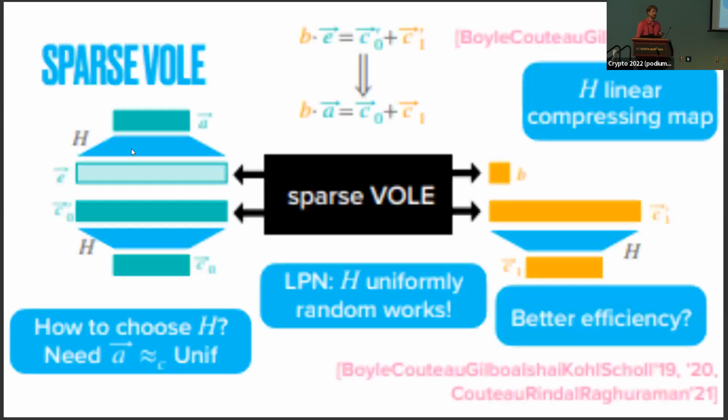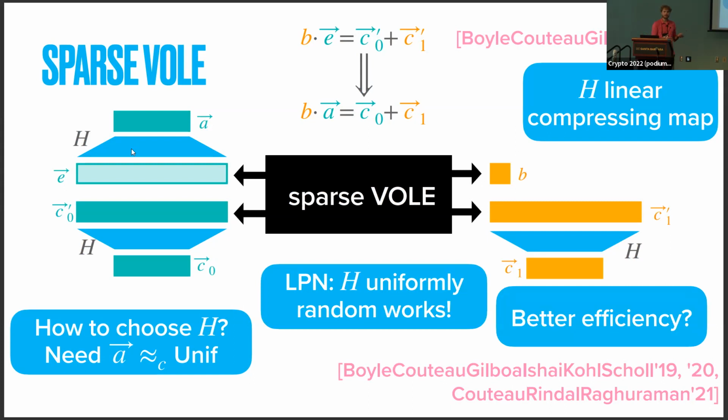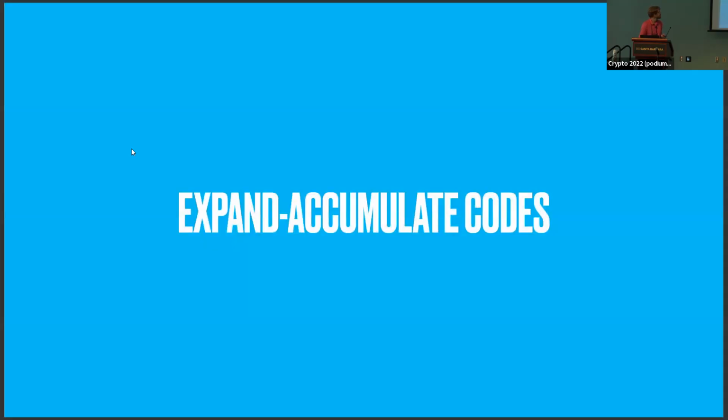But we can be a bit greedy here. If you recall from the first talk, we talked about Alekhnovich's construction and how a uniformly random matrix is a bit too much to store. Could we hope to get better efficiency properties if we choose the matrix H more carefully? Indeed, a certain line of work has been working on exactly this question. Great, so this brings us to our choice of the matrix H, which leads us to these expand-accumulate codes.